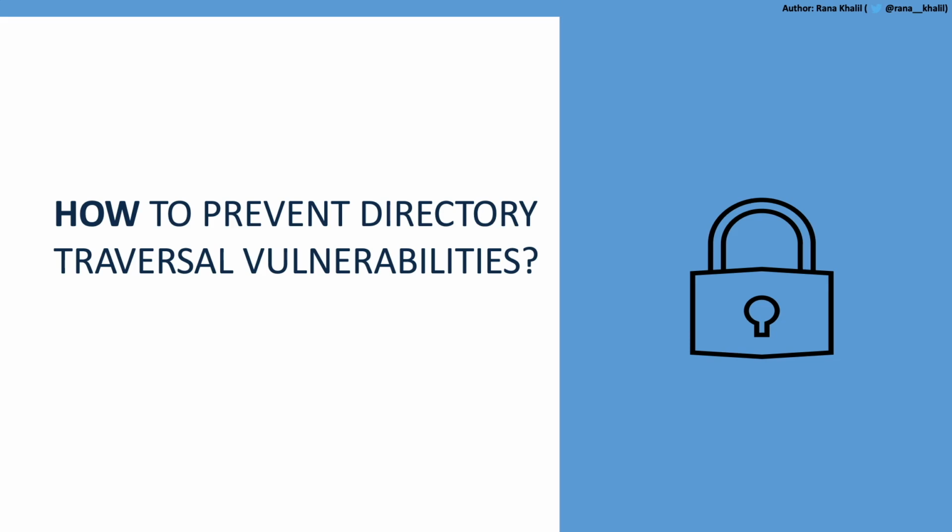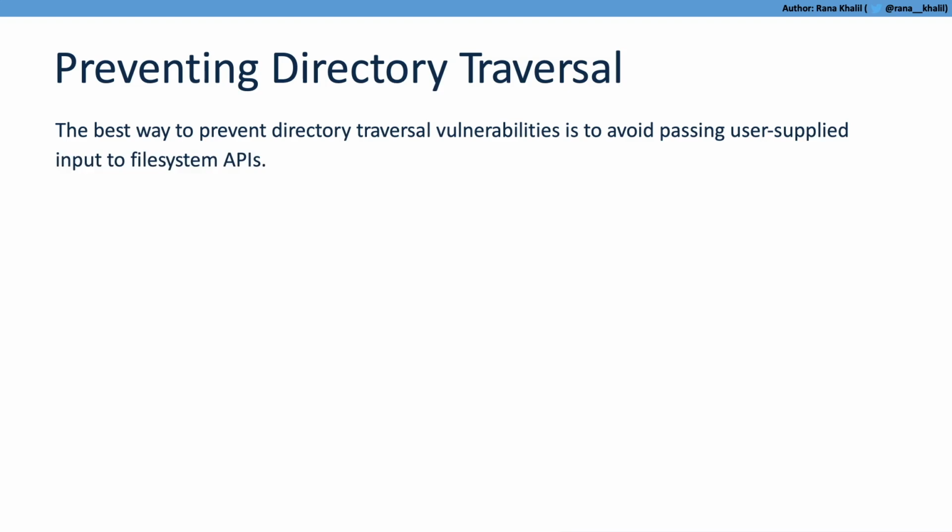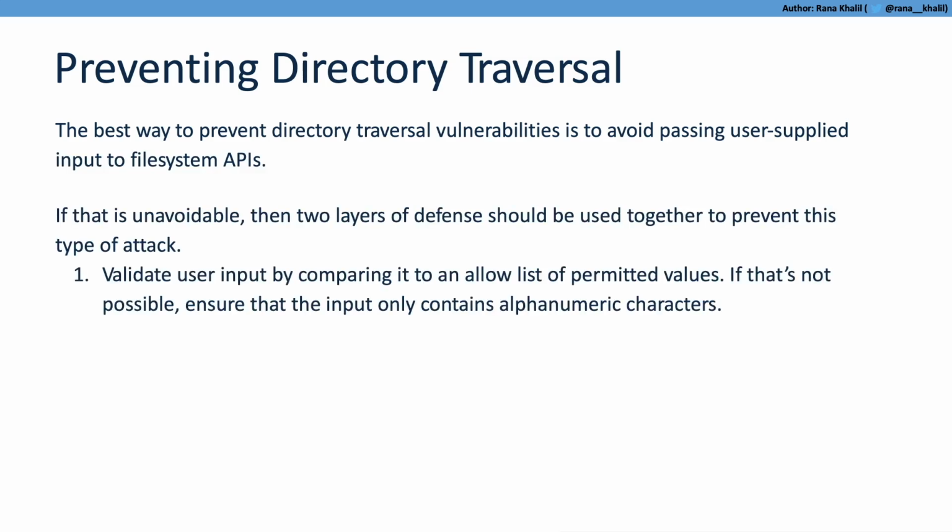Okay. Let's move on to the last section, which is how to prevent directory traversal vulnerabilities. The best way to prevent directory traversal vulnerabilities is to avoid passing user-supplied input to file system APIs altogether. So in majority cases, this can all be implemented in the backend, and you don't really need user input to access the file system. However, if that's not avoidable, then you can use a combination of 2 layers of defense to prevent this type of attack.